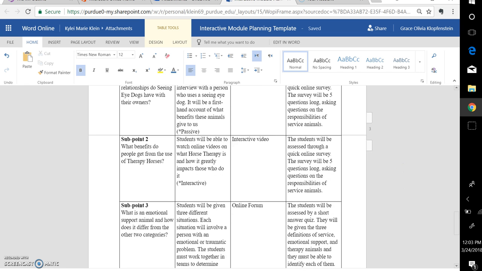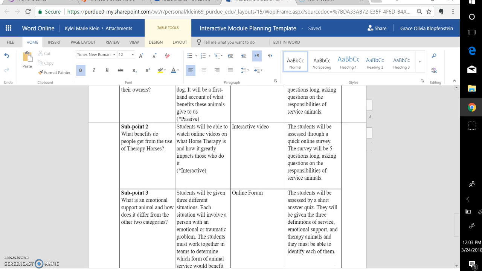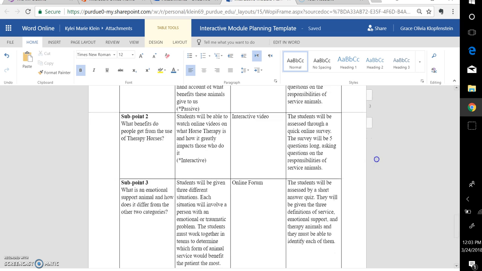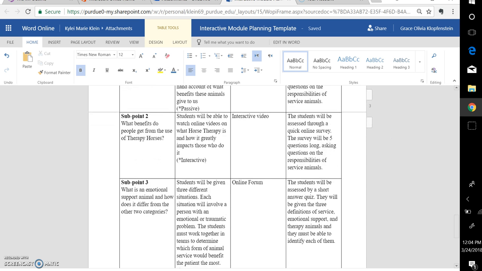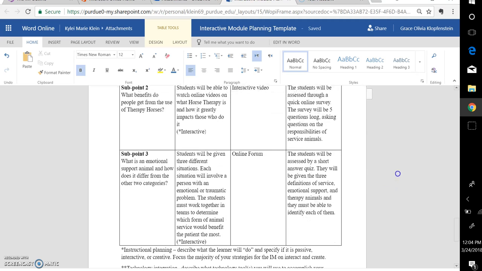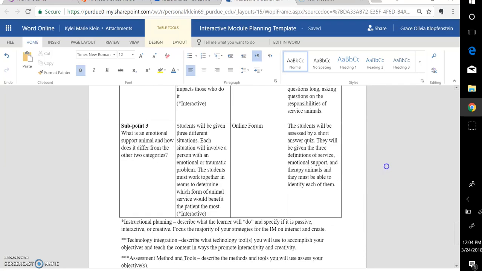Now the next subpoint is assessed the exact same way. The students will be doing a 5-question long survey on the responsibility of service animals, such as therapy horses. Now in this one, the students will be watching an interactive video just like before. But the students will be able to watch an online video on what horse therapy is and how it greatly impacts those who are in it. And it is going to have questions just like our second module did. And the students will be writing down answers as the interactive video continues.